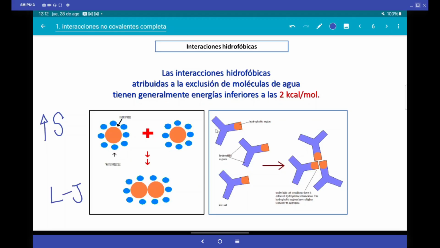Here, there is another example of this. Obviously, they are very basic and simple, pedagogical examples, where it is seen that a part of the molecule is hydrophobic and another part is polar, and therefore the hydrophobic regions associate with each other while the polar parts are exposed to the solvent.